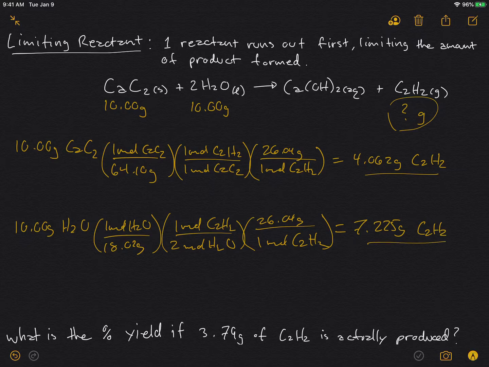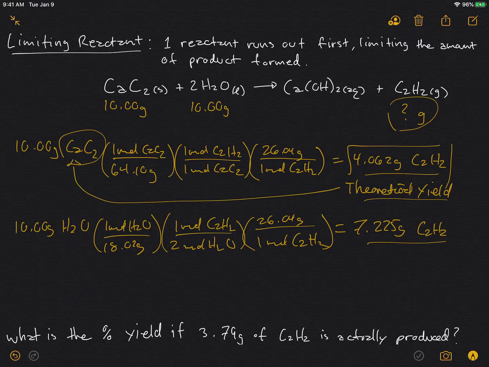So that means that calcium carbide is the limiting reactant. And so this is the theoretical yield. That's the maximum amount of product that can be formed. And you might also hear the word limiting reagent. It means the same thing. So theoretical yield is 4.062 grams, and calcium carbide is the limiting reactant. So whichever one makes the smallest amount of product, that's your limiting reactant.